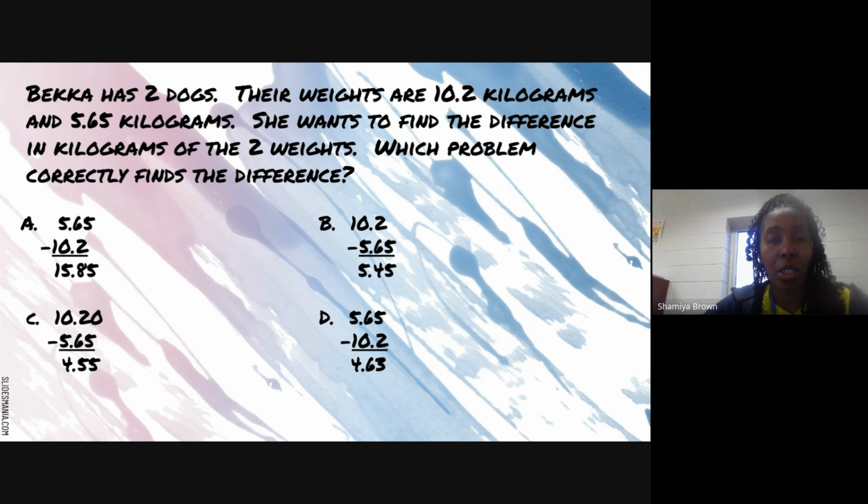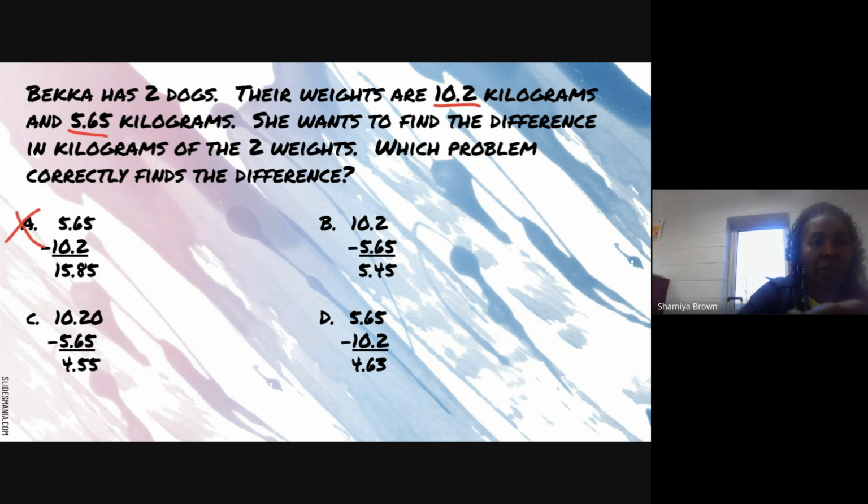So I know their weights are 10 and 2. So 10 and 2 would need to be on top, and this one would need to be on bottom because this is the smaller weight. So which one has it correctly lined up? I know this one is not it because this one has 5 and 65 hundredths on top, so that won't give me the correct answer, and neither will this one. So I know that 10 and 2/10 has to be on top because that's bigger than 5 and 65 hundredths. So it has to either be this one or this one.